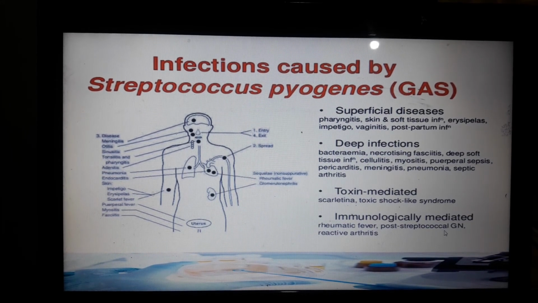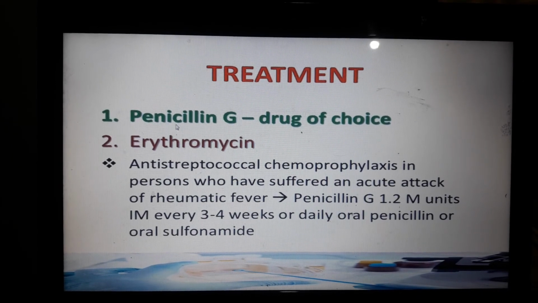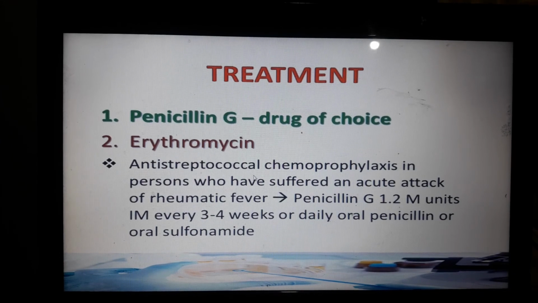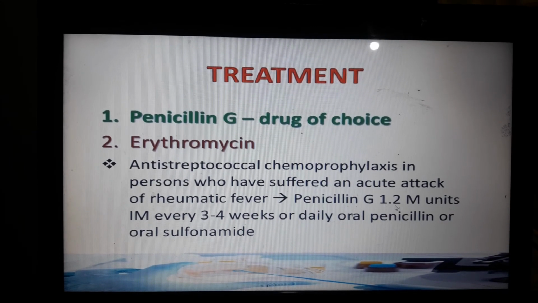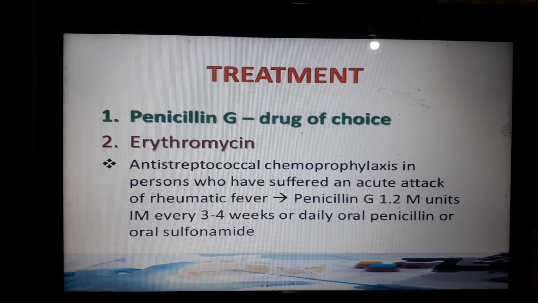Streptococcal infection can also lead to what we call reactive arthritis. For treatment, penicillin G is the drug of choice, and erythromycin as well. Anti-streptococcal chemoprophylaxis is for prevention: penicillin, 1.2 million units every 3 to 4 weeks, or daily oral penicillin or oral sulfonamide.